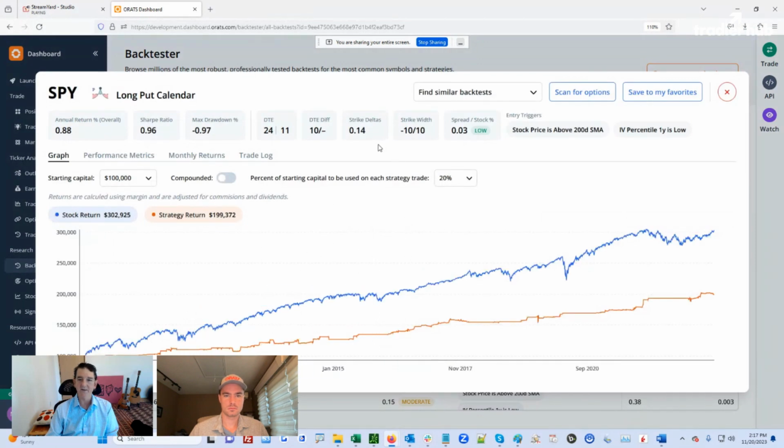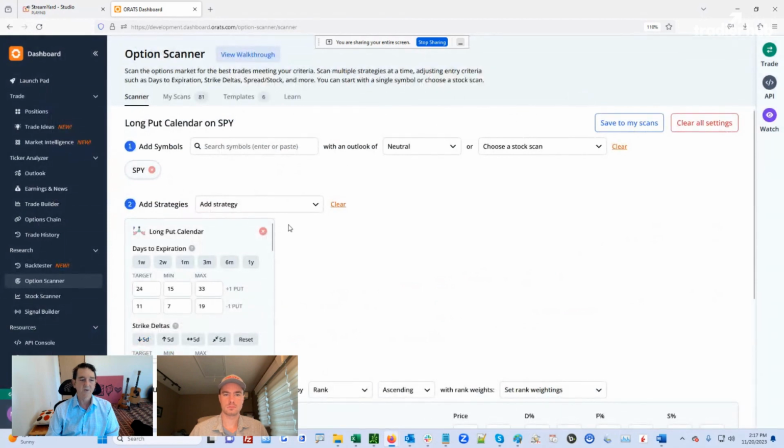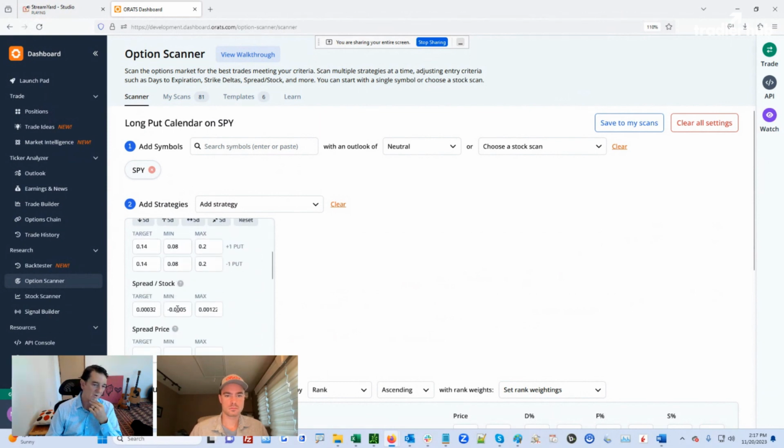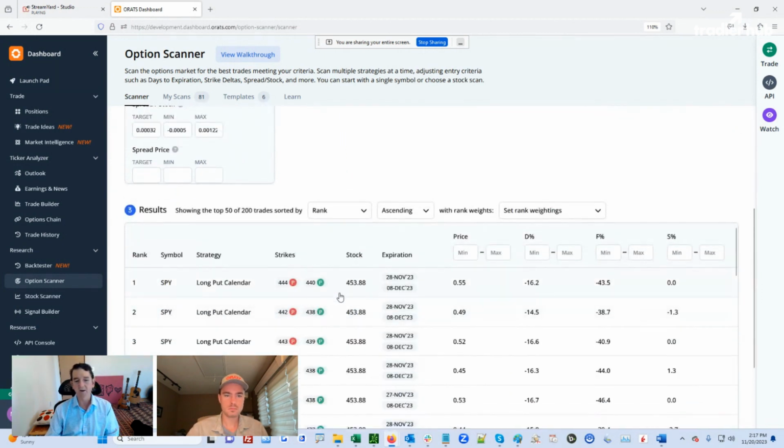So I like this. I've looked at similar tests. I'm comfortable with the drawdowns. So now I'm ready to put on a trade. So easy as that. Now we go to our scanner. It just jumped over. It fed in all of the data that we're looking for, including how much we want to pay for it. And then voila, here are the trades that fit the criteria.